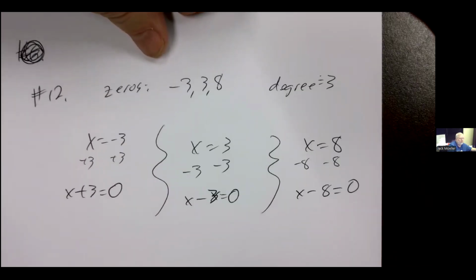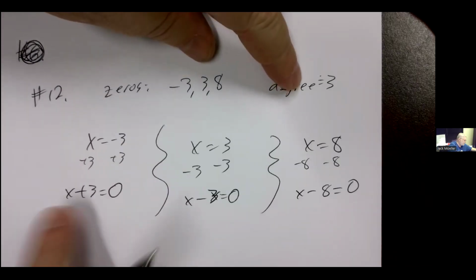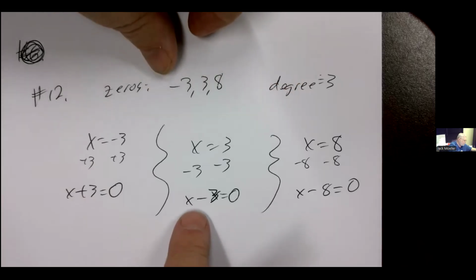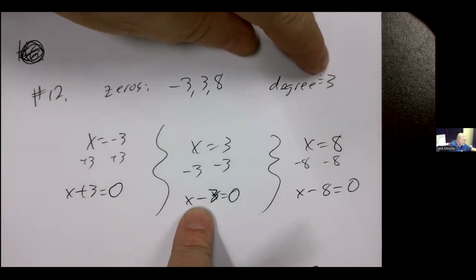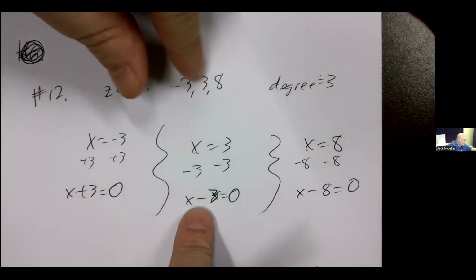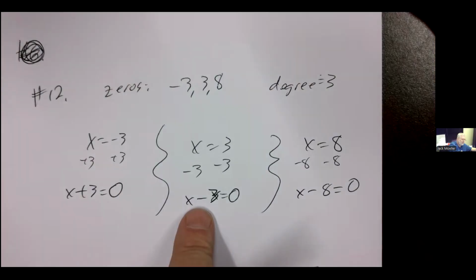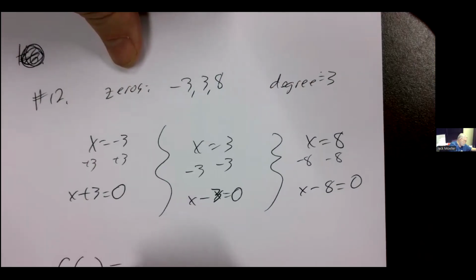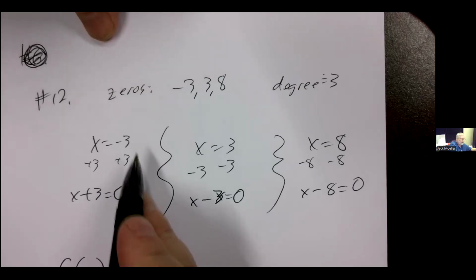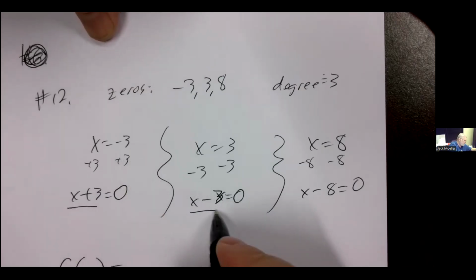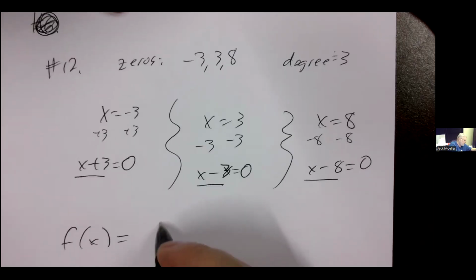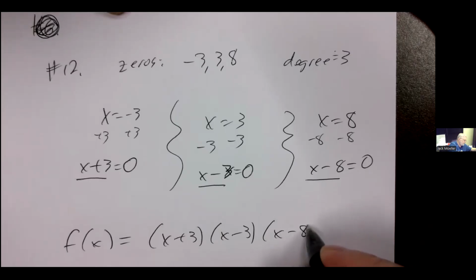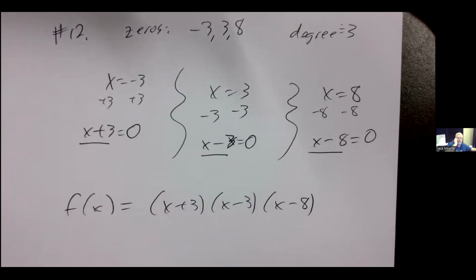And so the degree is 3 because there's 3 zeros, so we don't have to have 2 of these. If the degree was 4, one of these would have to show up twice. Okay, so we're not going to get that messy. So the polynomial, once you set these equal to 0, you have your factors. So you have x plus 3, x minus 3, x minus 8. That's all we're looking for.